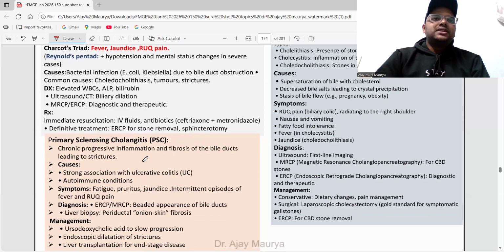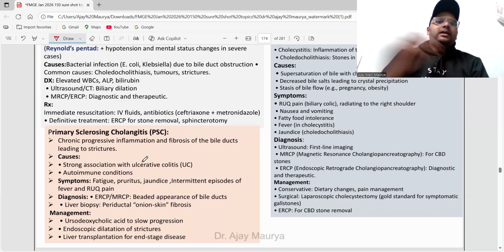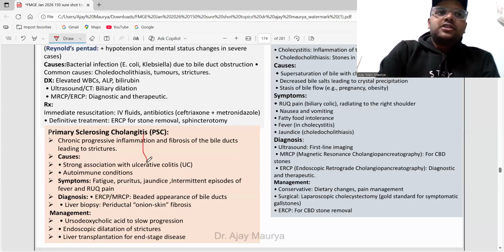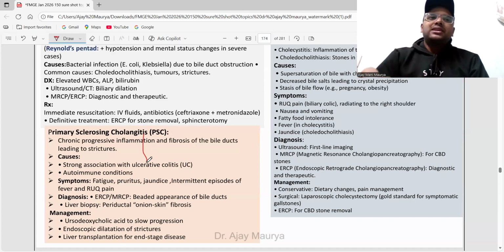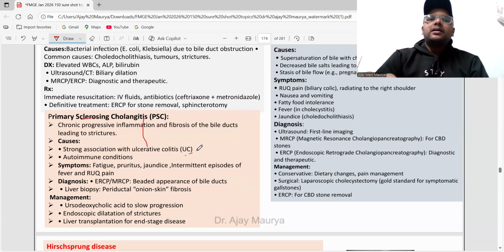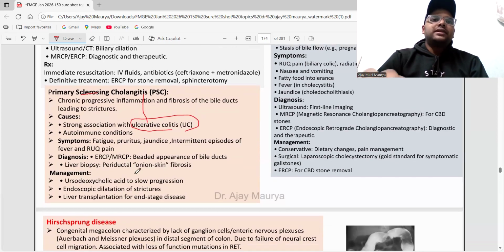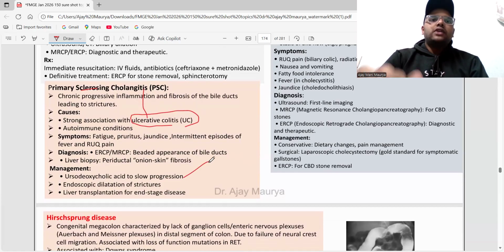And the next one is PSC. PSC is very important. That is the main thing you have to remember about primary sclerosing cholangitis. It is associated with what? Ulcerative colitis. What is the primary sclerosing? There is a hardening of the bile duct. That's why it easily leads to strictures. It is strongly associated with ulcerative colitis. Then just do the diagnosis and the management here. UDCA you have to give. UDCA means ursodeoxycholic acid, to slow the progression.